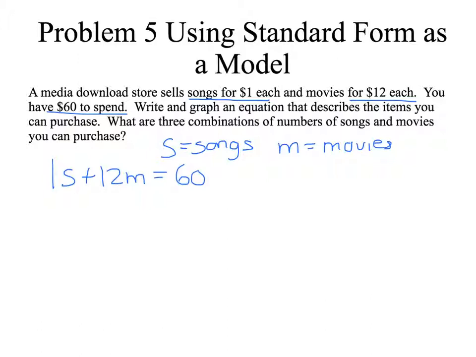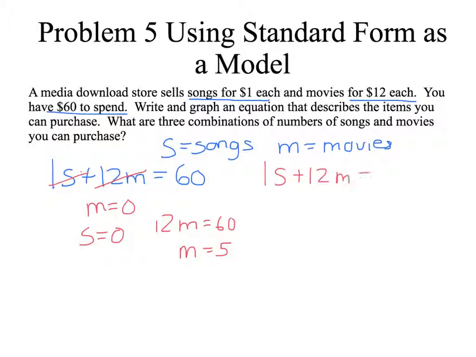So think of some situations. If you don't get any movies, so let's say movies equals 0, that means this piece right here is equal to 0. And you have 1s equals 60, so you can get 60 songs. If songs is equal to 0, then you have this 12m piece, but you don't have the 1s. So you have 12m equals 60, divide both sides by 12, and you can get 5 movies. Okay, and then any sort of combination in between there you can also get. So here's your equation, 1s plus 12m equals 60.